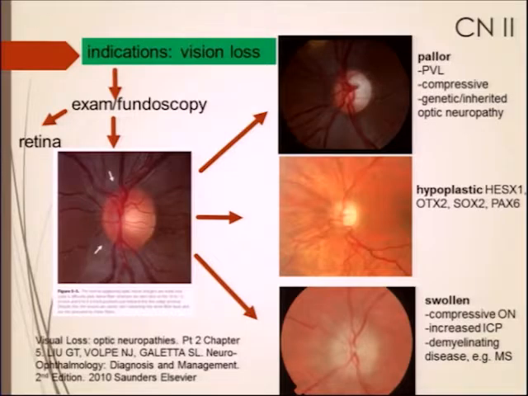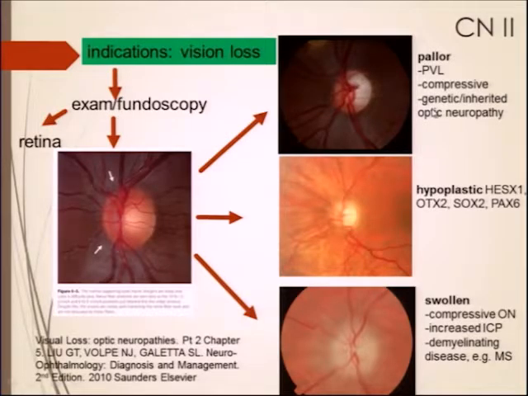So if you're an ophthalmologist seeing a child with vision loss, you're going to do a fundoscopy, and instead of the normal fundus, as you're seeing here, you may see either a very pallid optic nerve, an abnormally white optic nerve, or a hypoplastic optic nerve, or a swollen optic nerve. And in any of these conditions, you may send the patient for neuroimaging and have some particular questions.